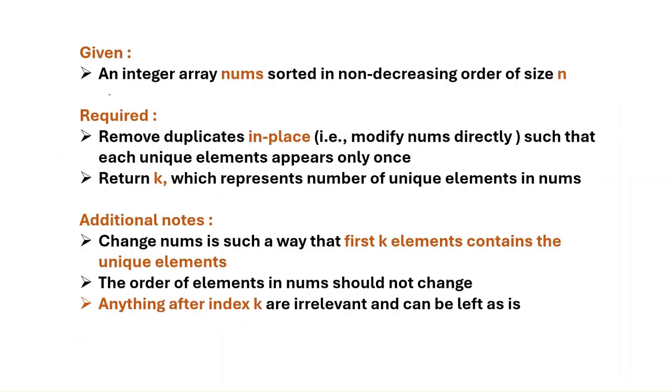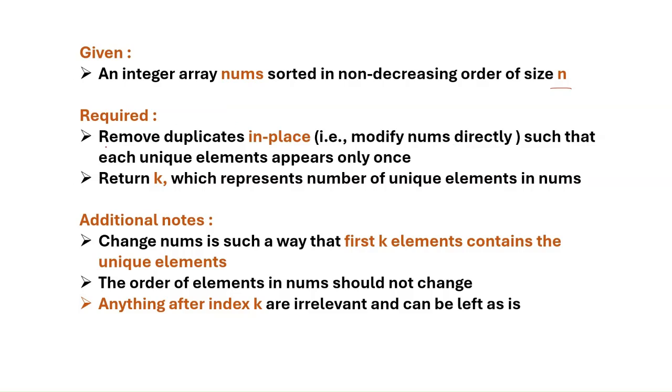So we are given an integer array nums sorted in non-decreasing order and size of array is n. We are asked to remove duplicates in place. In place means we should modify nums array directly and should not make use of any other array.